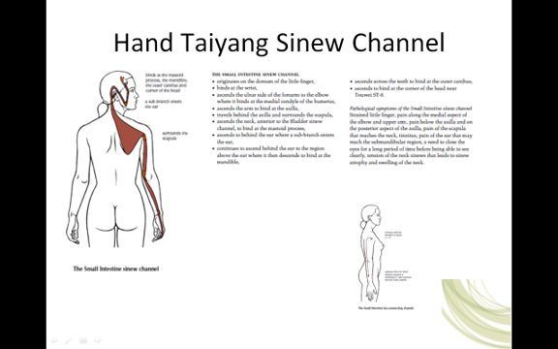Pathological symptoms of the small intestine channel can be a strained little finger, pain along the medial aspect of the elbow and upper arm, pain below the axilla on the posterior part of the axilla, pain of the scapula that radiates to the neck, tinnitus, T-I-N-N-I-T-U-S, which is ringing in the ear, pain of the ear that may reach the submandibular region, or the area around and under the mandible, a need to close the eyes for a long period of time before being able to see clearly, and tension of the neck that leads to swelling of the neck.